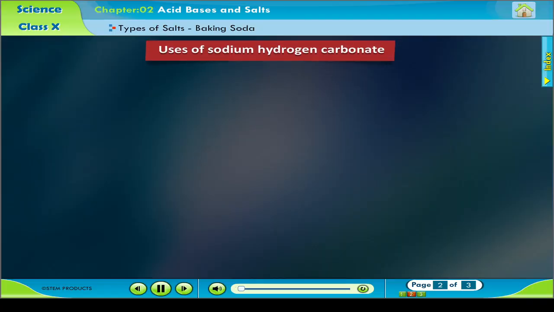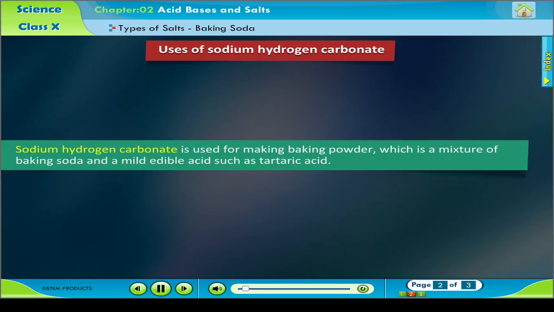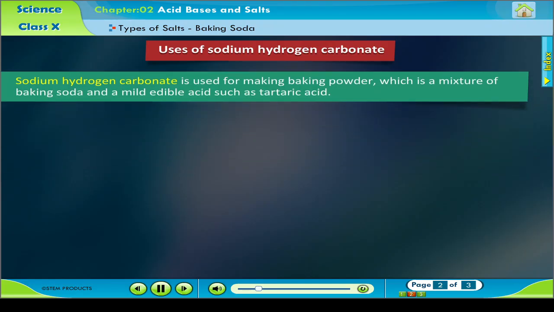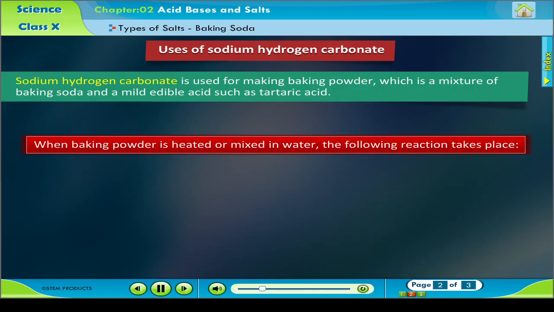The following reaction takes place when it is heated during cooking. Uses of sodium hydrogen carbonate. Sodium hydrogen carbonate is used for making baking powder, which is a mixture of baking soda and a mild edible acid such as tartaric acid. When baking powder is heated or mixed in water, the following reaction takes place.